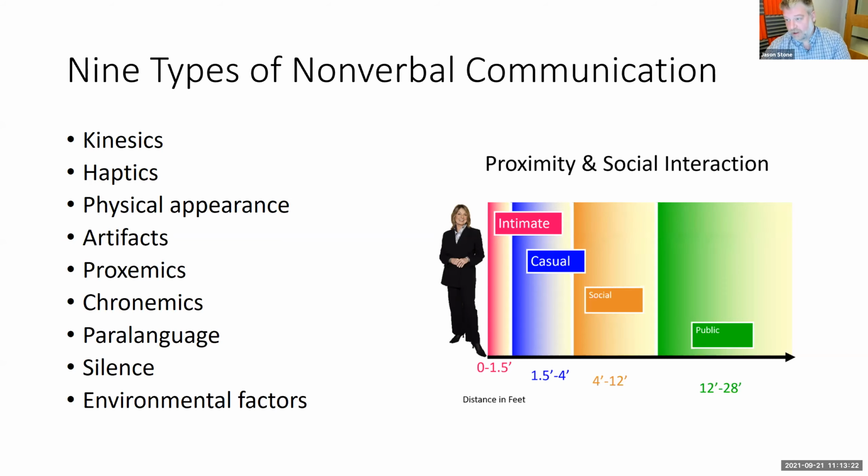So you're done having the handshake. Nice to meet you. Then you retreat back a little bit. That gets you back into that casual orientation. Social, 4 to 12 feet. That's where a lot of party stuff happens. That's where a lot of stuff at the workplace happens, in that social distance.